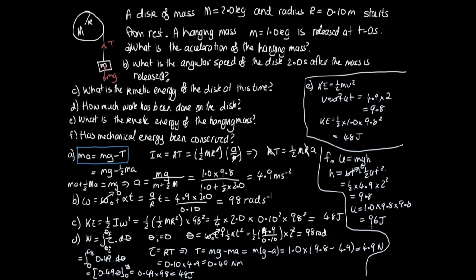So this is the potential energy that it's lost, and that has gone into the kinetic energy of the hanging mass plus the kinetic energy of the disk. You can see 96 is equal to 48 plus 48. So this tells us that mechanical energy has been conserved.